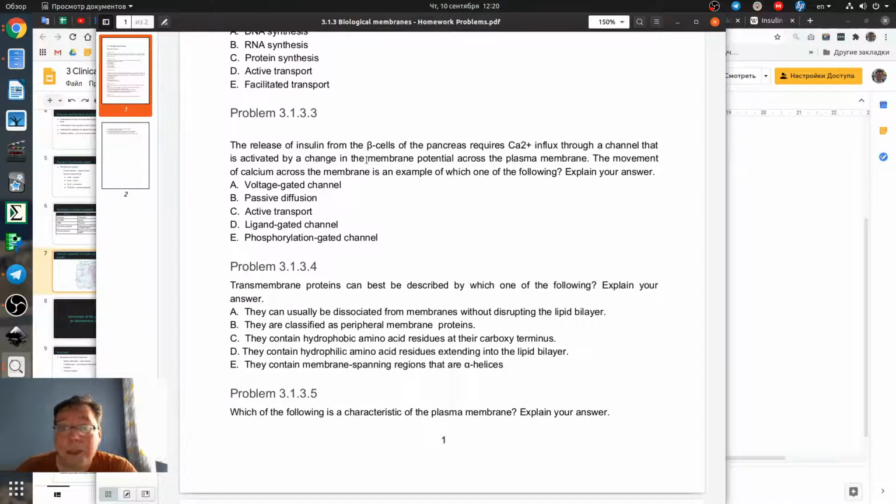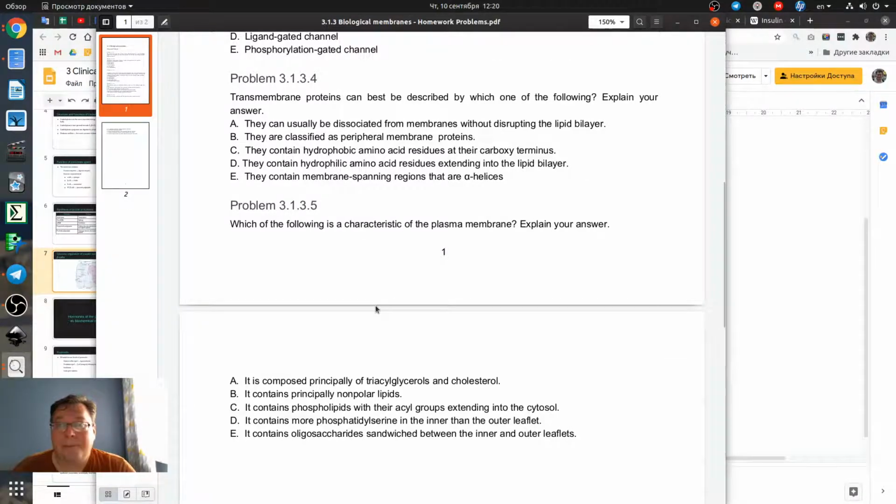Okay, the movement of calcium across the membrane is an example of which of the following? Explain your answer. Voltage-gated channel. Yeah. Voltage-gated channel. That's it. The true answer is A.